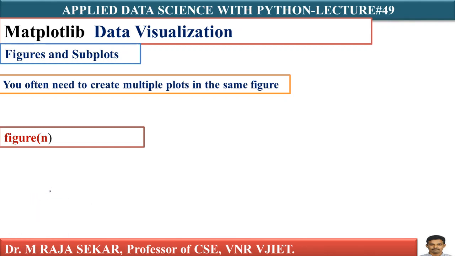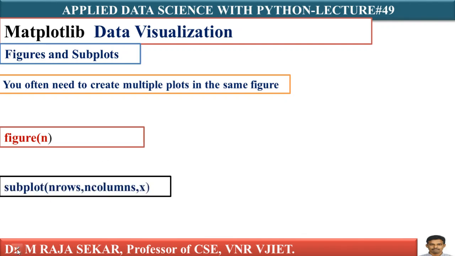Again, plt.subplot. I will discuss this also with appropriate examples. plt.subplot(nrows, ncols, x). What does it mean? nrows and ncols are the dimensions of the array inside the figure. You already created a figure. In that figure, nrows and ncols mean the number of rows and the number of columns. And what about this x? x is the position in the array. We will try to understand with simple examples.